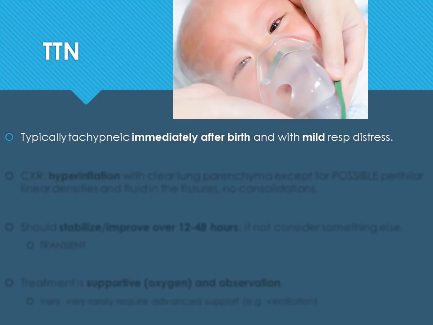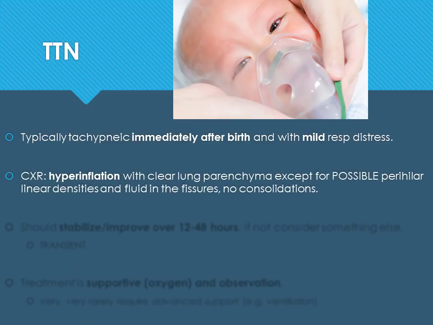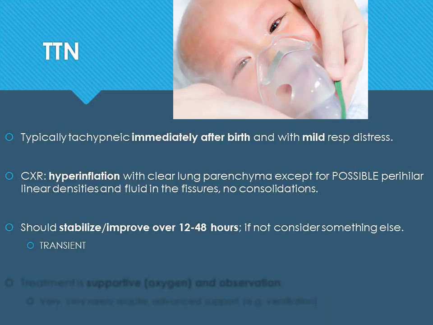Typically, these infants are tachypneic immediately after birth, and they have some mild respiratory distress. Their chest x-ray shows hyperinflation with clear lung parenchyma, except for possible perihilar linear densities and fluid in the fissures, but there's no consolidations, nothing that looks like pneumonia. And then typically, even on their own, these infants stabilize and improve over 12 to 48 hours. If they don't, then we need to think about what other diagnoses could be going on.